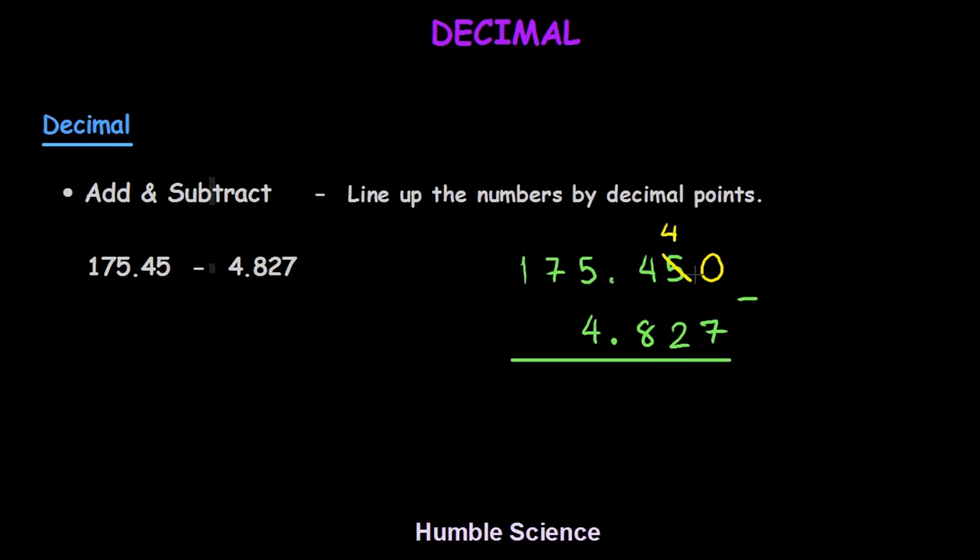This is going to be 4 and this is going to be 10, and this gives us 3. This gives us 2, and this is going to be 4, this is going to be 14, and this gives us 6. And this gives us 0, 7, 1. So the answer here is 170.623.